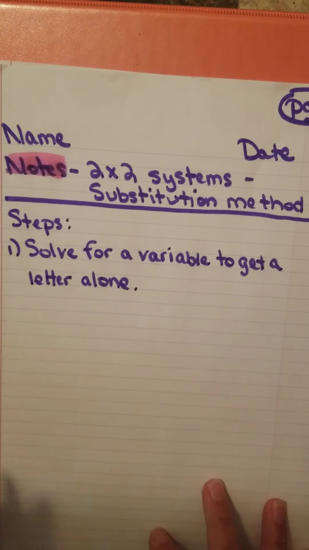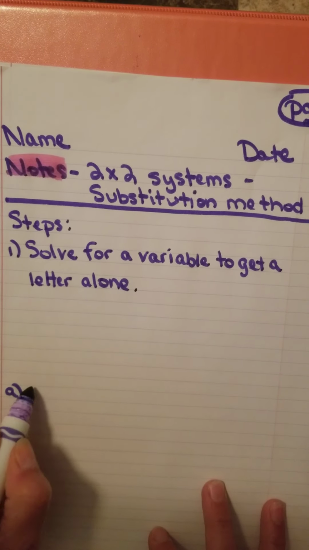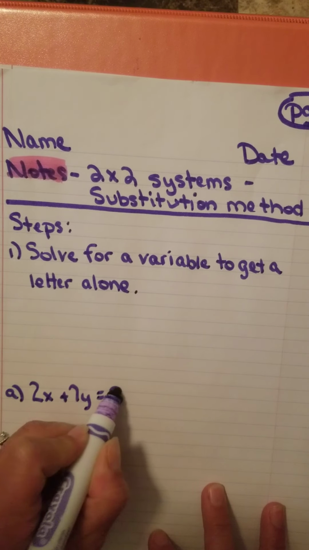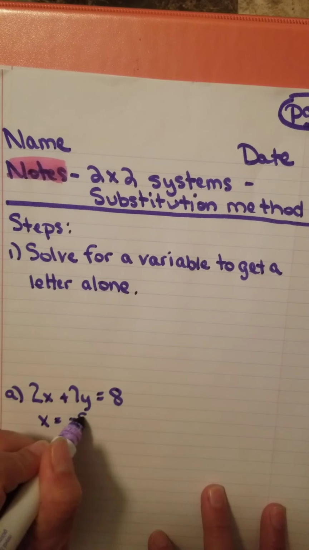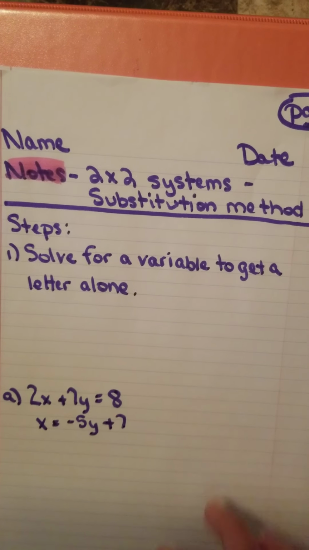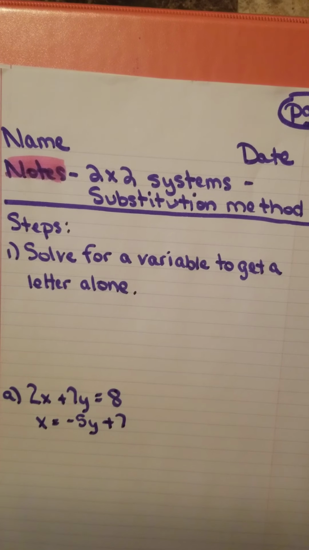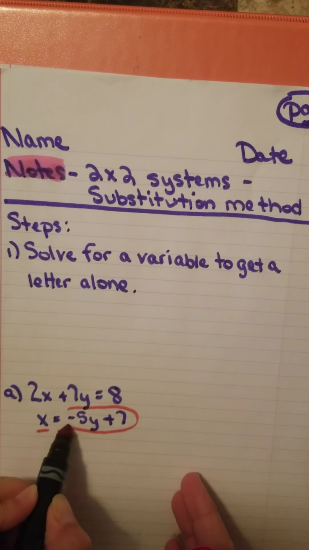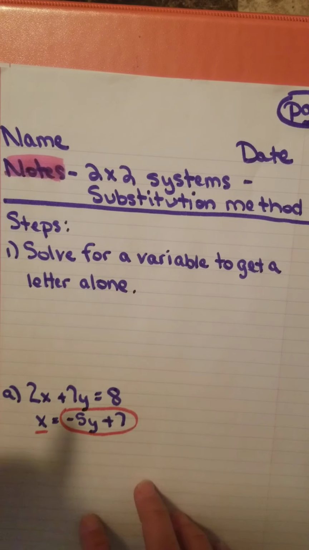I'm going to move down and put example A right here. Can you write this example for me? 2x plus 7y equals 8. And underneath that, can you write x equals negative 5y plus 7? For step 1, to get the variable alone, we need a letter by itself, like x equals or y equals. I already see in the equation that I have an x equals alone, so I'm going to circle that. So step 1 is really done for us. We'll do one example where we need to get an x alone or a y alone.